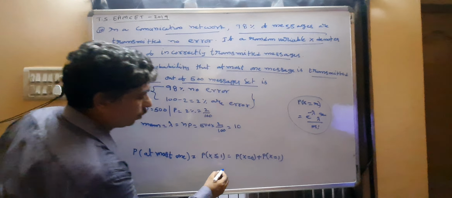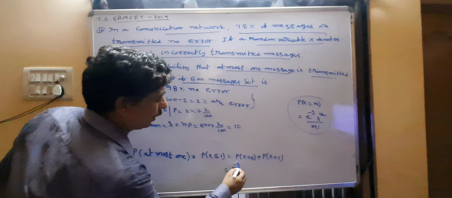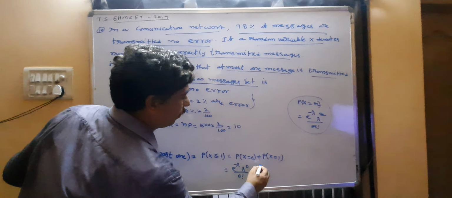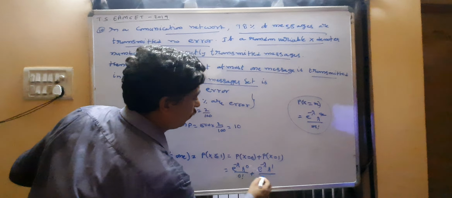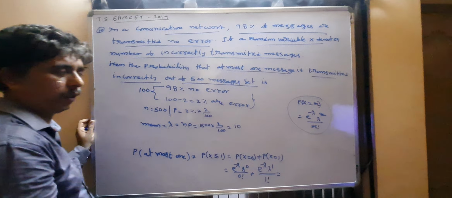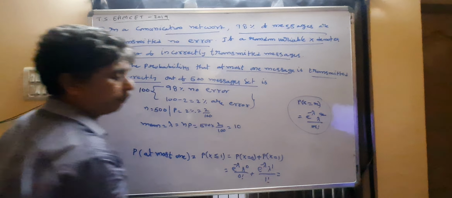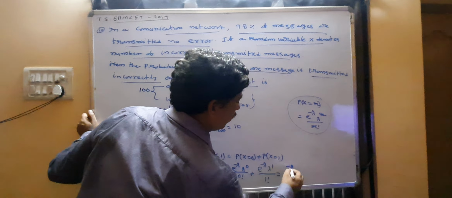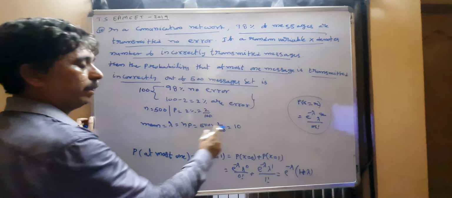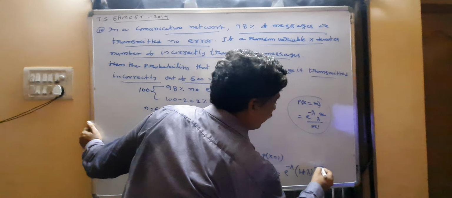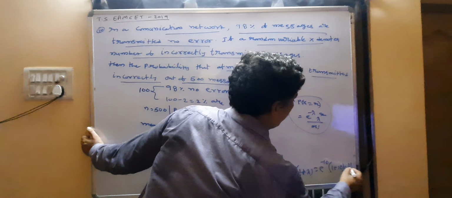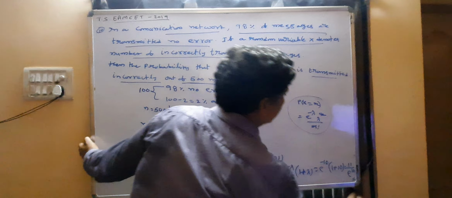So P of X equal to 0 means e power minus lambda, lambda power 0 by 0 factorial, plus e power minus lambda, lambda power 1 by 1 factorial. 1 factorial is 1, and 0 factorial is 1. So e power minus lambda is common, times 1 plus lambda. Lambda is the mean, 10. So that is e power minus 10 times (1 plus 10). Finally we get 11 by e power 10 as the answer.